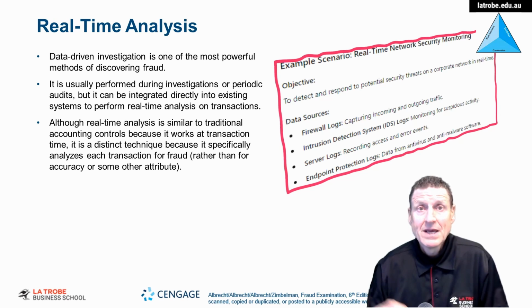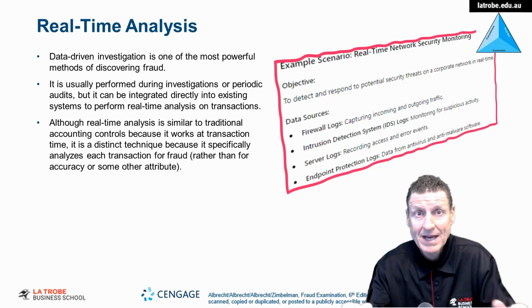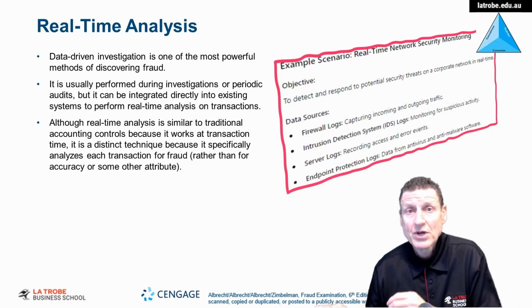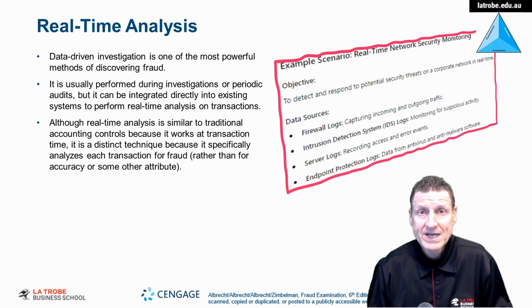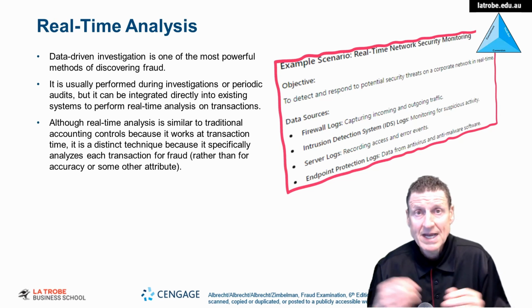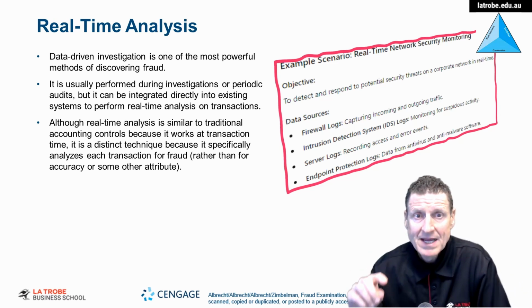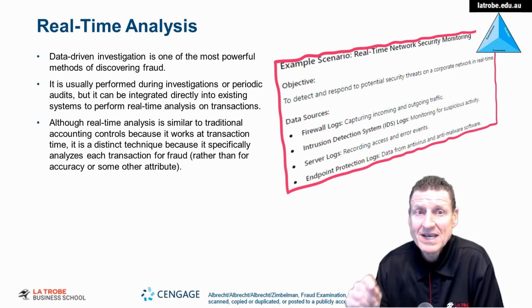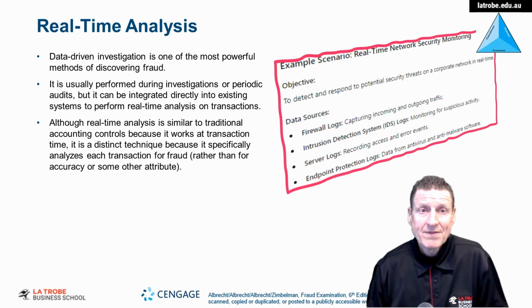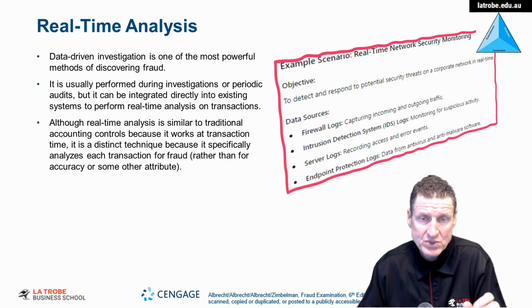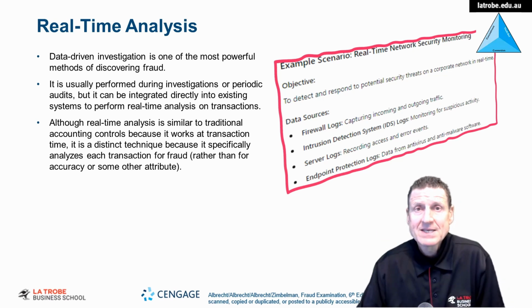And sometimes the timestamp can come and go. You need to pick it up in the process. You need to go back and look at when it started, when it finished, to find out what data has been hacked and how much data was lost, and so forth. That's what we mean by real-time analysis. It's similar to traditional accounting controls because it works at the transaction time, but it's a distinct technique because it specifically analyzes each transaction for fraud rather than for accuracy or some other attribute. So we're looking at the actual time window in which something has occurred.